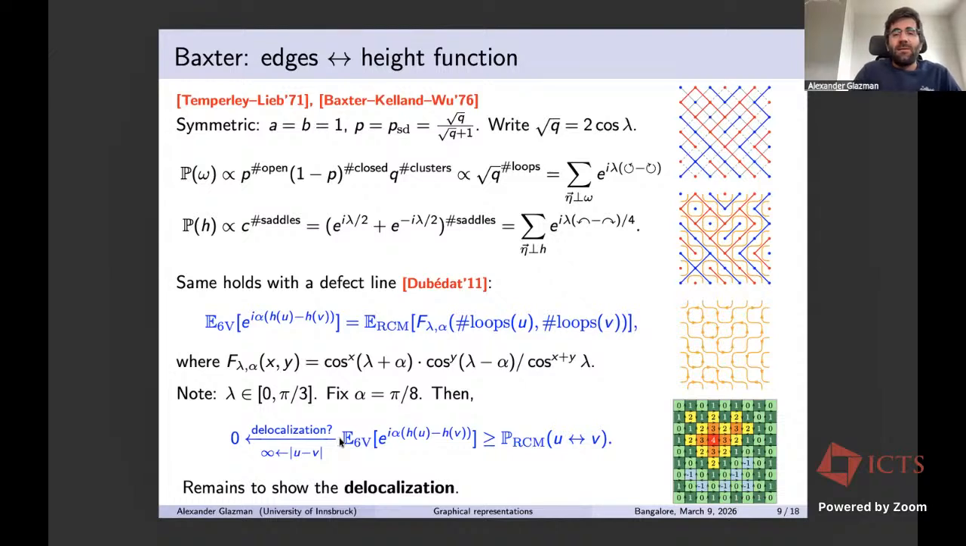So if you prove that the height function delocalizes, then you immediately get from this that in the random cluster model, the probability that two vertices which are far away connect to each other decays to 0. So there's no infinite cluster. This is the connection between delocalization and the existence of an infinite cluster.